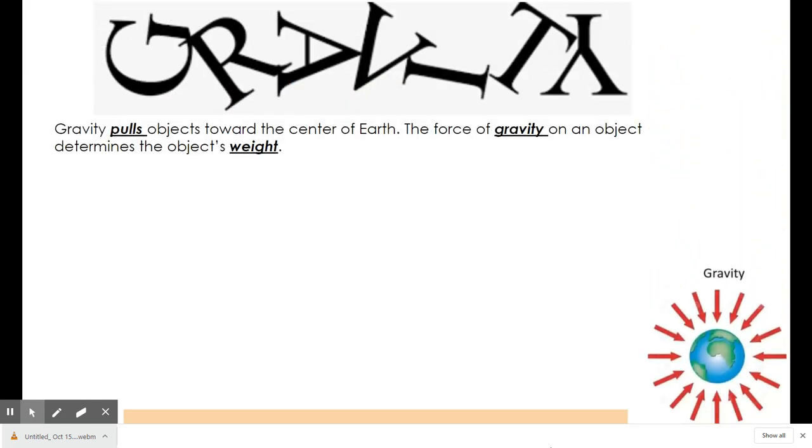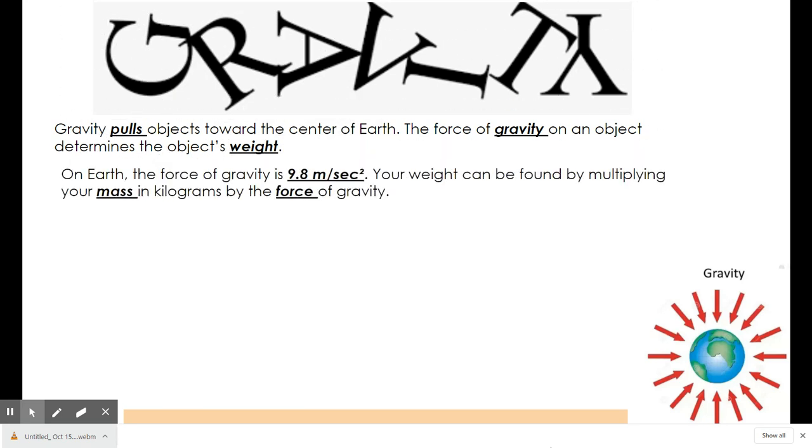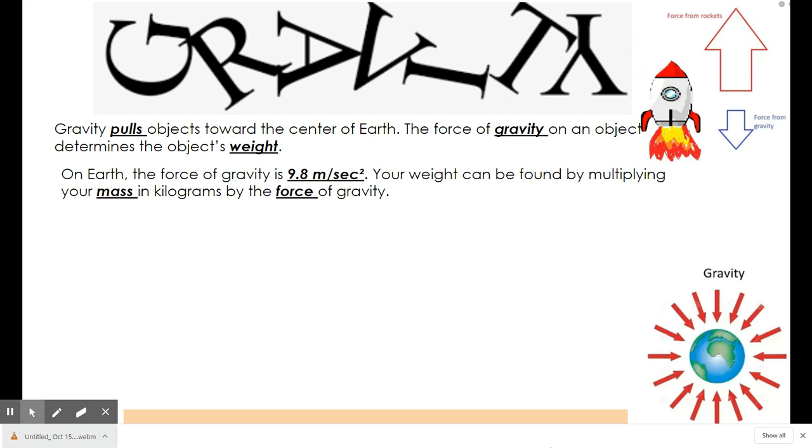Don't forget about gravity. Gravity pulls everything toward the center of the earth. Gravity is actually what determines your weight. Everything in the universe is made of mass or matter. And on Earth, we have a specific amount of gravity that pulls on our mass or our matter, and that determines our weight. On Earth, the force of gravity is 9.8 meters per second squared. You can find your weight by multiplying your mass in kilograms by the force of gravity.